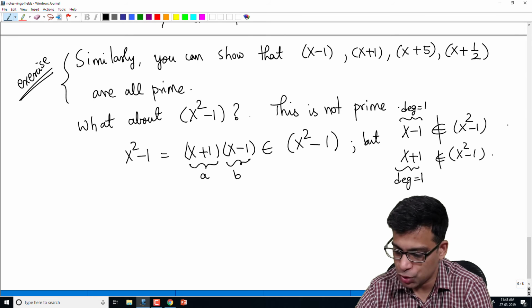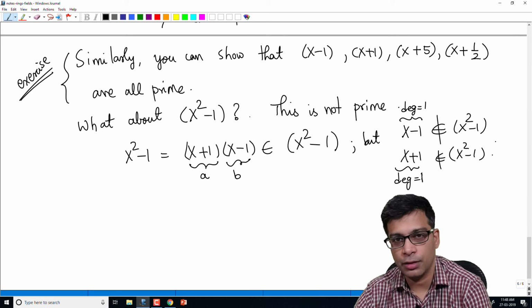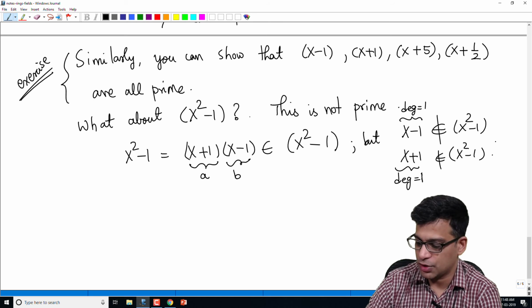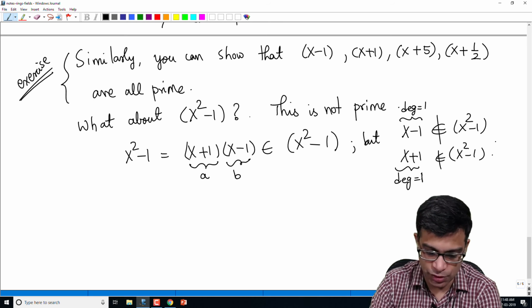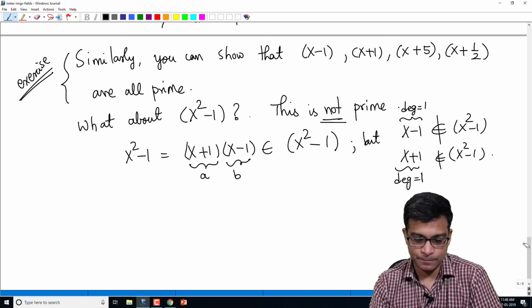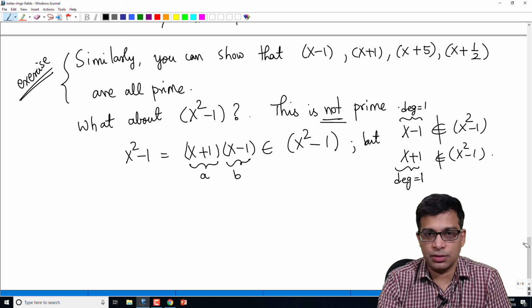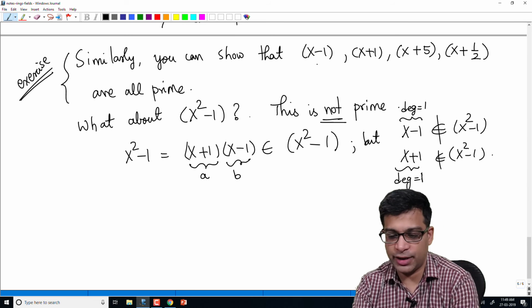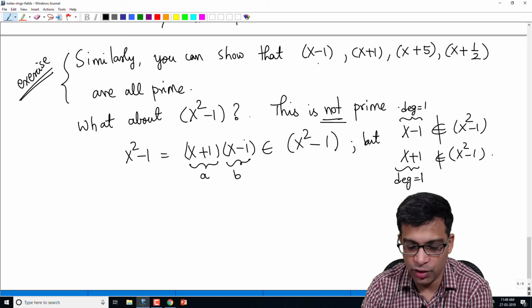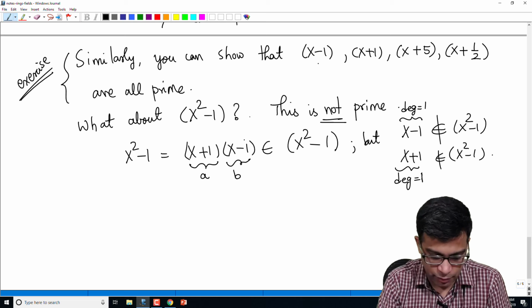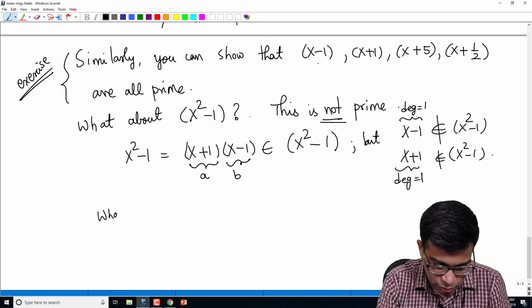So you have produced a product of two elements inside x squared minus 1, but neither of these two elements is in x squared minus 1. So this is not a prime ideal. Okay, so this is where things get tricky. The reason that earlier examples were prime was you could not factor them. Roughly that's the reason. So now let's look at one final example.